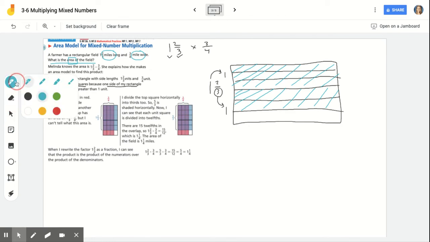And what we just did is let's do some more labeling. I shaded in 1 whole. 1 whole, I split up into 3 parts. I shaded in 3 out of 3 parts here, and I shaded in 2 out of 3 parts here for my 1 whole. All right.